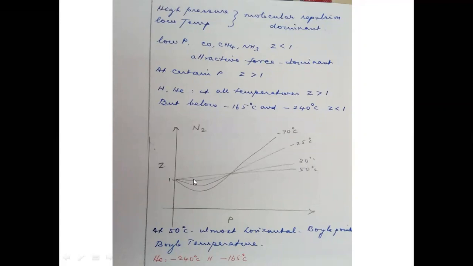At 20 degrees centigrade, it goes like this. At 50 degrees centigrade, it is almost ideal behavior, but with a slight positive slope. The Z is not going down at all. It is not becoming less than 1. It is always 1 or greater than 1 at 50 degrees centigrade. So the temperature at which the graph is almost similar to the ideal gas is called the Boyle point or Boyle temperature. This Boyle temperature for helium is minus 240 degrees centigrade and for hydrogen is minus 165 degrees centigrade.